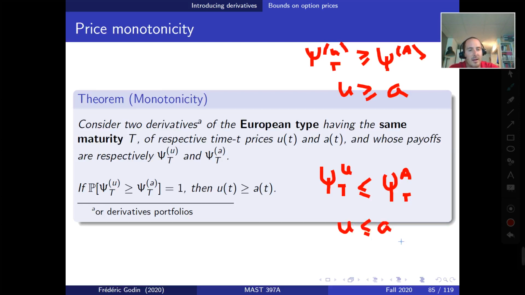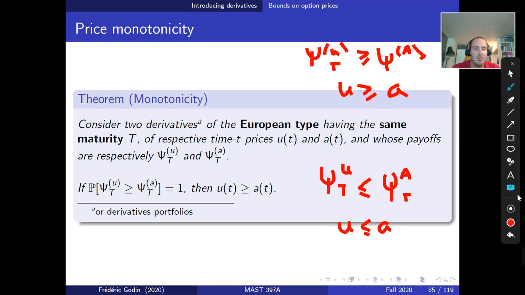So if you do that in both directions, if psi u is equal to psi a, you have both this condition and this condition met. So this condition and this condition must hold at the same time. So if u is greater or equal and smaller or equal to a, it must be equal to a. So this is another way you can prove the law of one price.